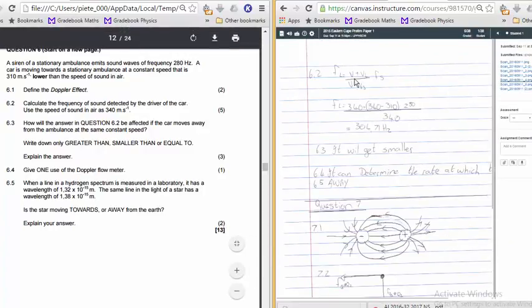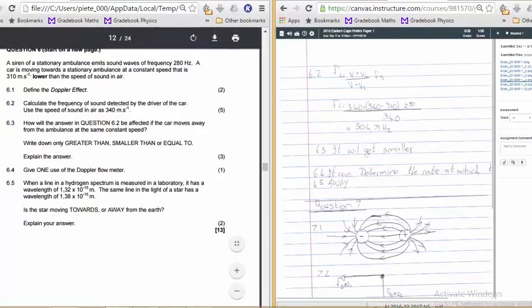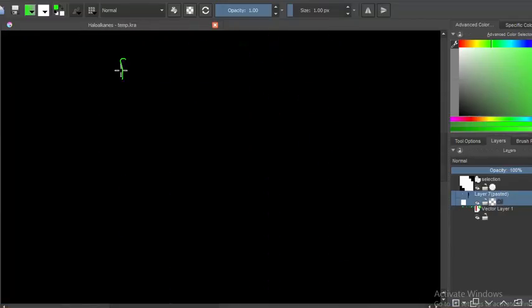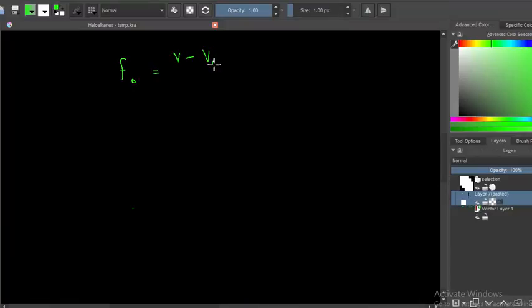Okay, and here's his attempt. If I look at his formula, I'm sure his formula is fine, if he's working it out fine. What I prefer to do is use a single formula. The frequency observed is equal to the velocity of sound minus the velocity of the observer, divided by the velocity of the sound wave minus the velocity of the source, times the frequency of the source.